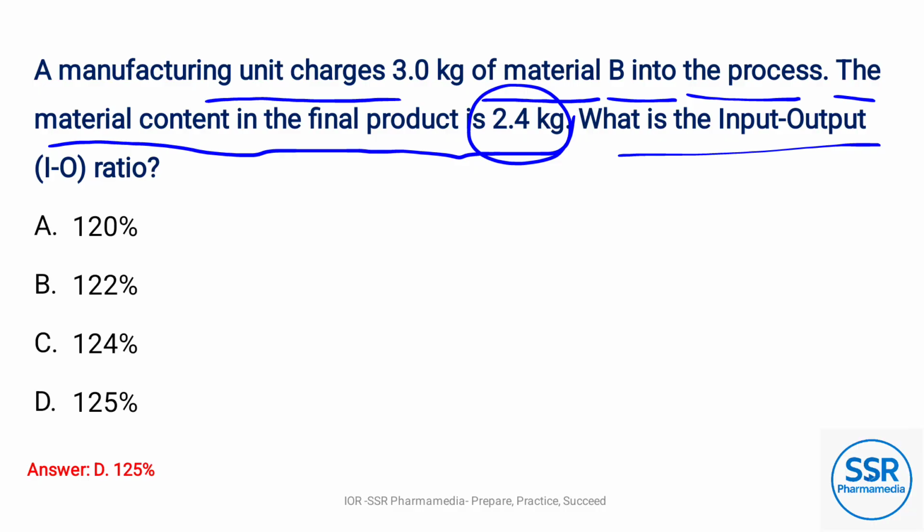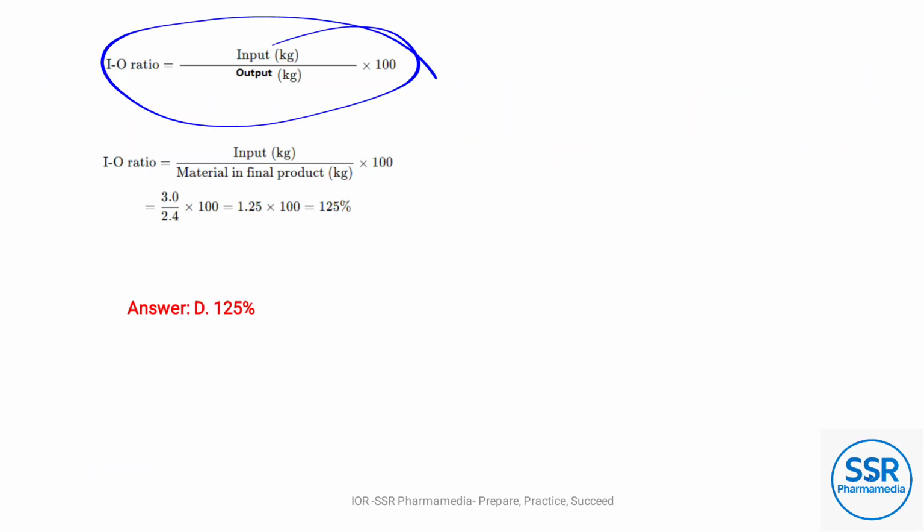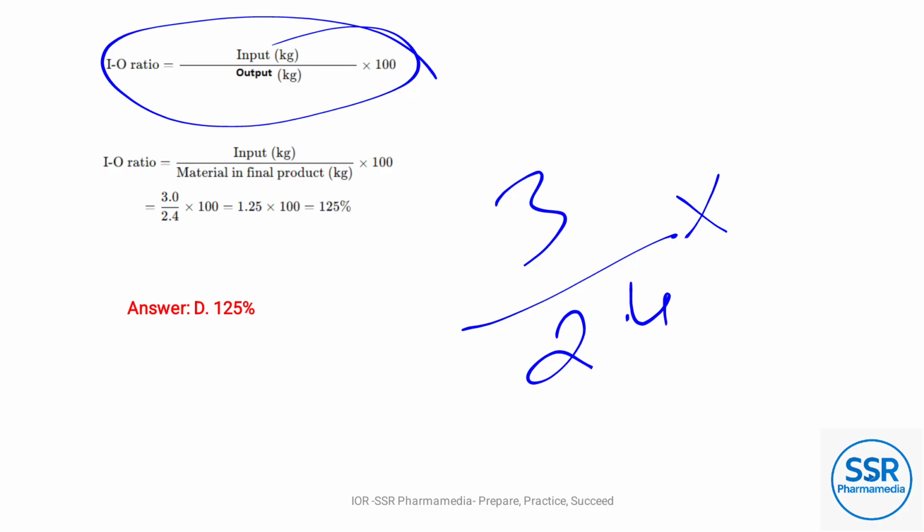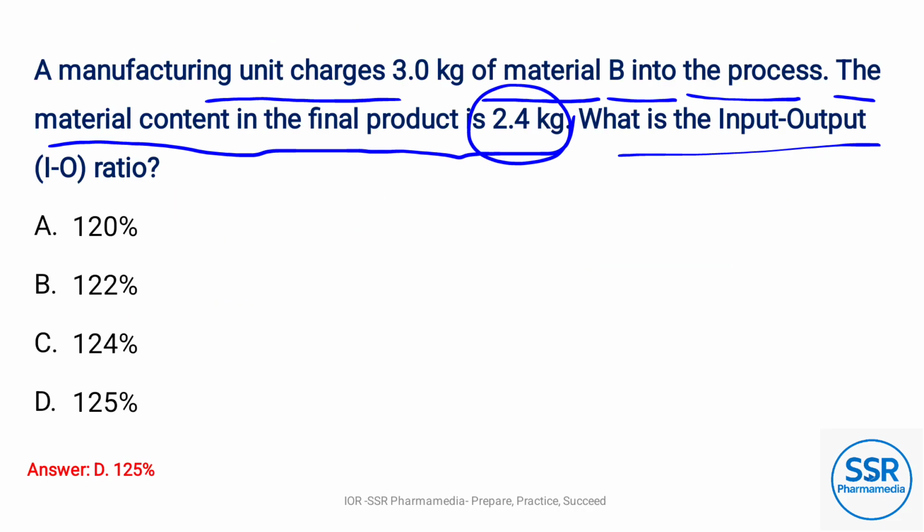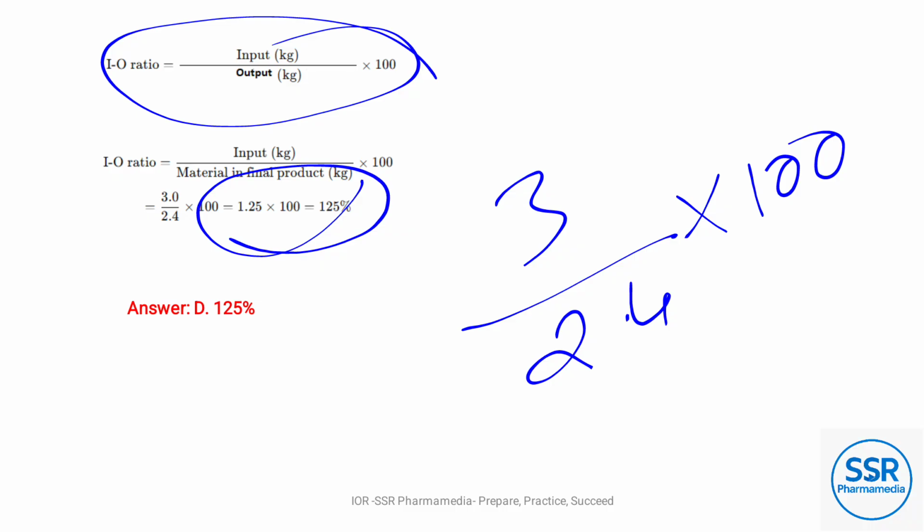If you see, they have given 3 kgs of input. So 3 divided by 2.4, into 100, will indicate the percentage. If you substitute this, we will get 125%. So the answer is 1D, option D, 125. You substitute the input and output in the input output ratio analysis formula, and you will get the answer.